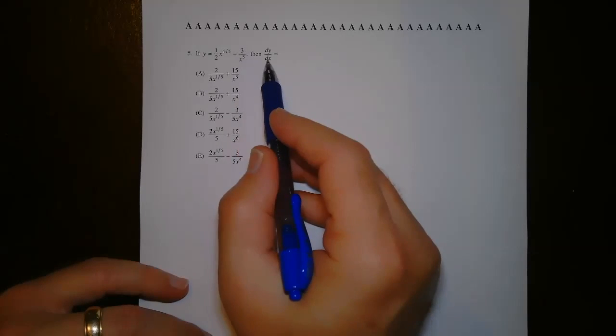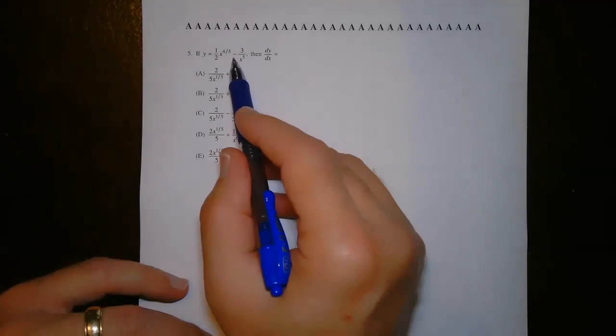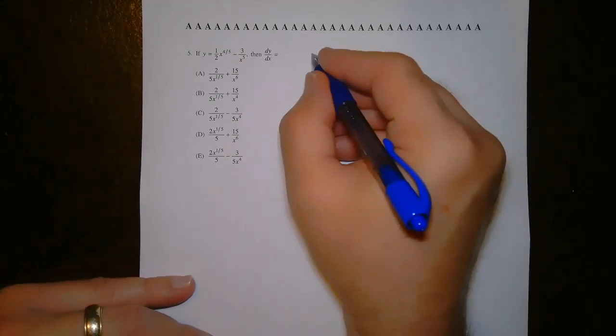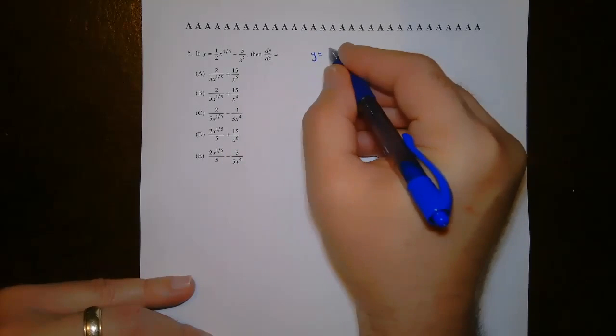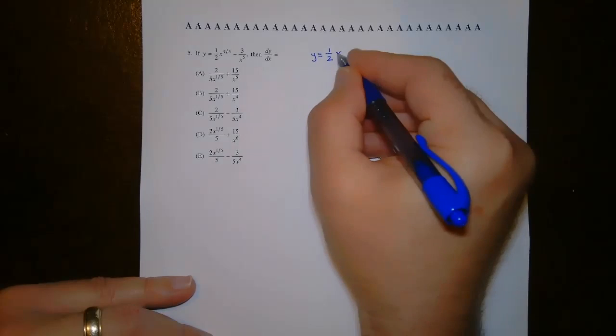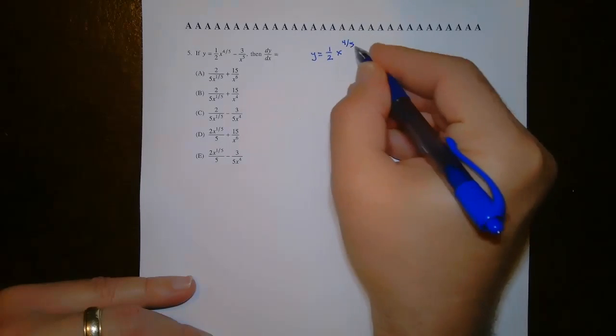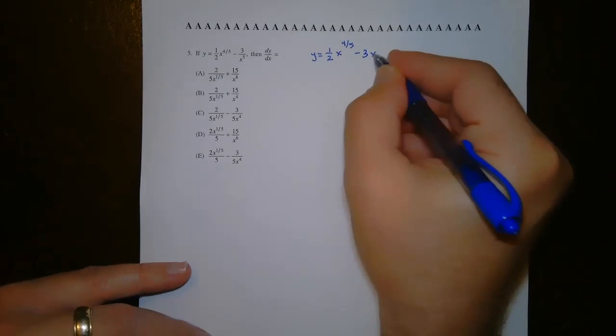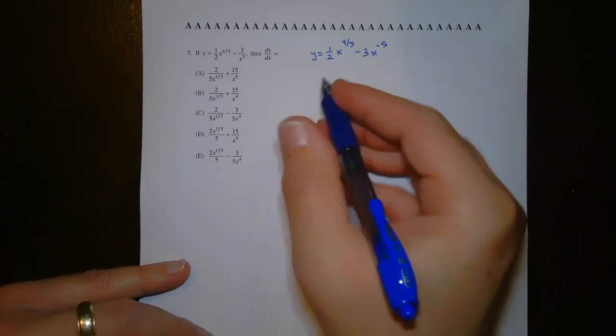So number 5, y equals 1/2 times x to the 4/5 minus 3 over x to the 5th. And we want to find dy over dx. I'm going to rewrite this as minus 3x to the negative 5. So I have y is equal to 1/2 x to the 4/5 minus 3x to the negative 5. And I want to find the derivative of this.